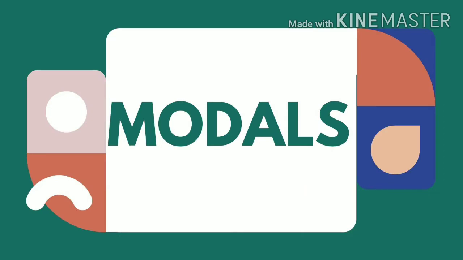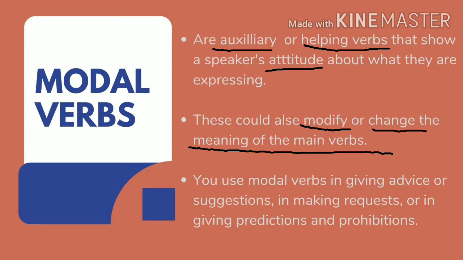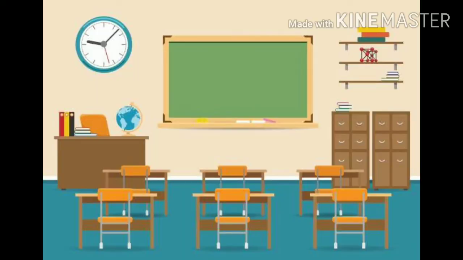What are modal verbs? Modal verbs are auxiliary or helping verbs that show a speaker's attitude or what they are expressing. They could also modify or change the meaning of the main verbs. We could also use modal verbs in giving advice or suggestions, in making requests, or in giving predictions and prohibitions. Just like other verbs, modal verbs also have rules to follow.